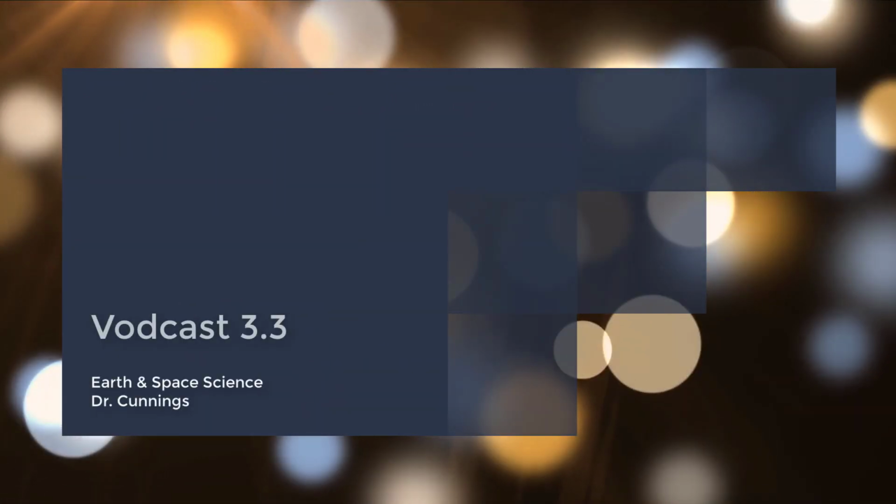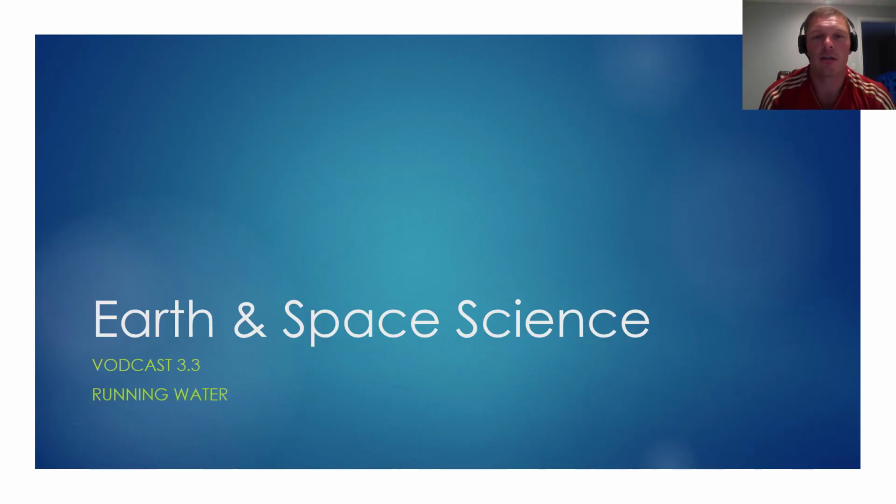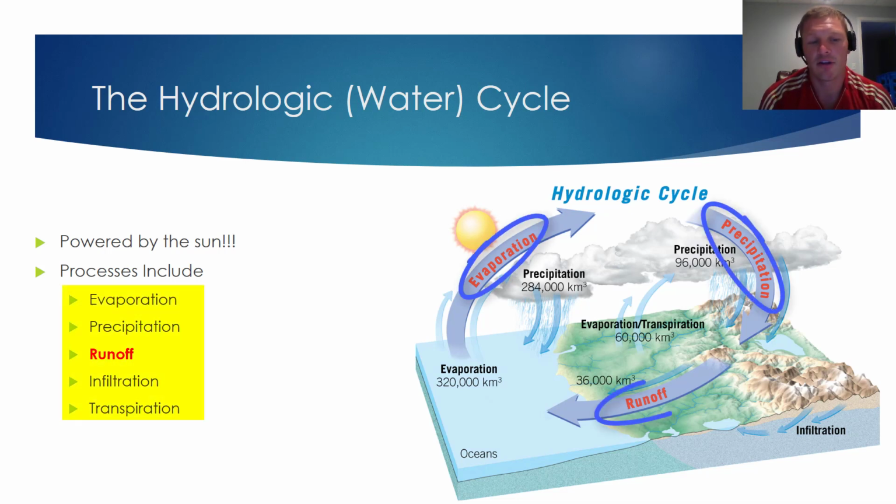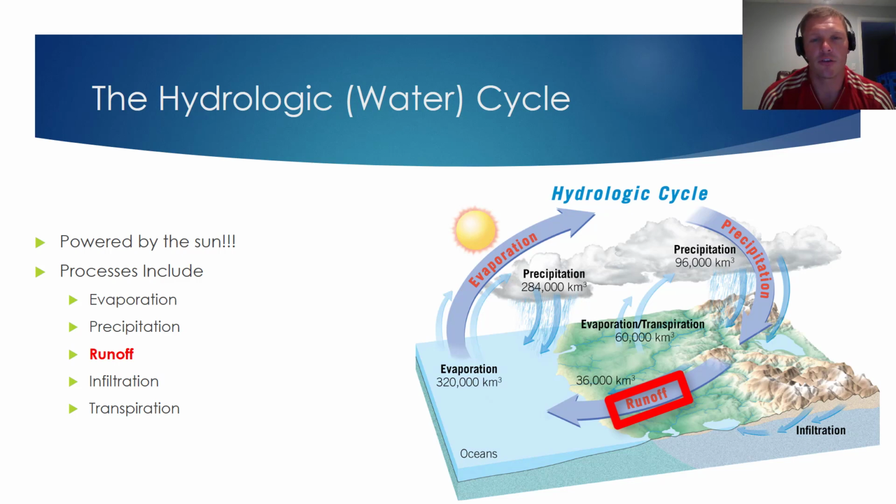In our previous vodcast, we overviewed the water cycle, and the focus of this vodcast is running water. Shown on the screen is the water cycle image that we considered in the previous vodcast, and in that vodcast we talked about evaporation, precipitation, runoff, infiltration, and transpiration, among other things. But our focus from this point forward in Chapter 3 is going to be runoff. The central focus for this chapter is understanding how water reshapes landscapes.